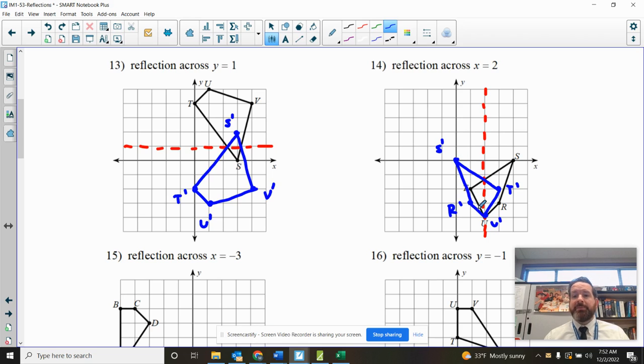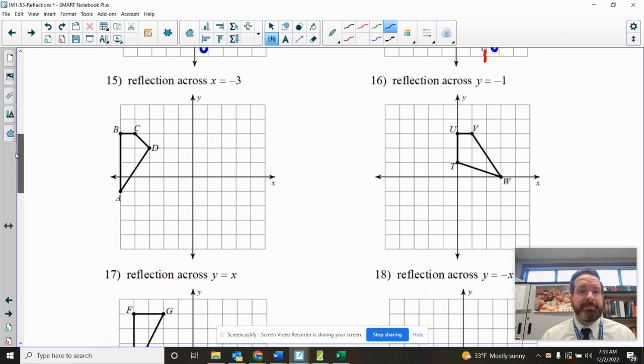So put it all together and look for the symmetry. Your mind should be able to say, yeah, this looks like the same thing on both sides of the line. That's how you know your reflection is done okay. Next up, x equals -3. 1, 2, 3. So that's a vertical line through the x-axis at -3.